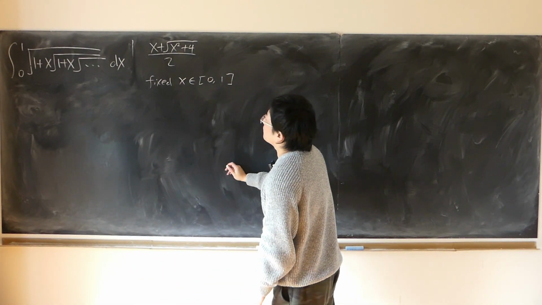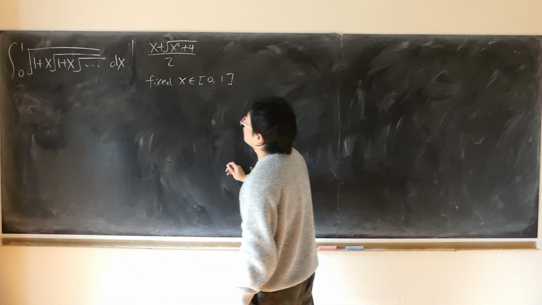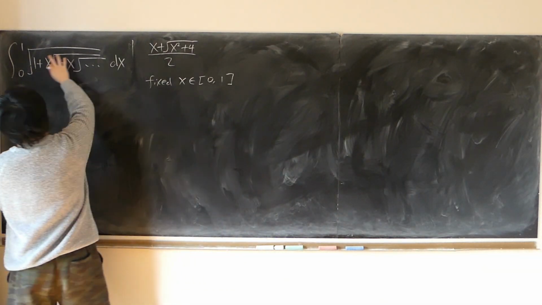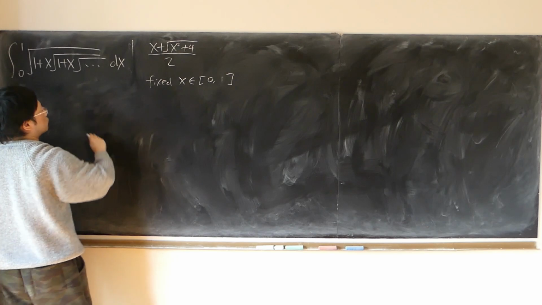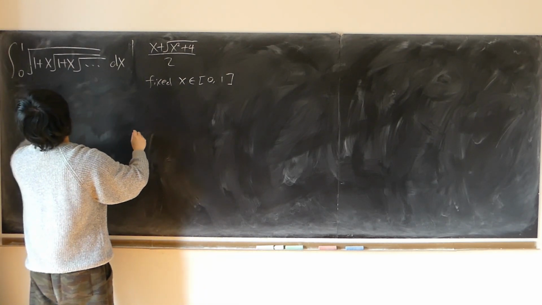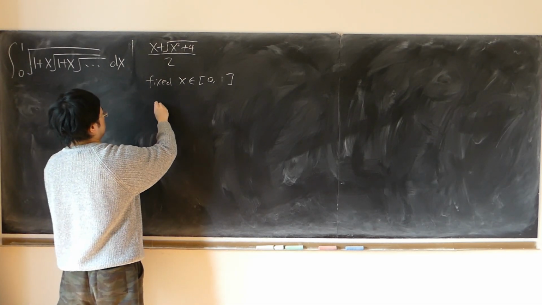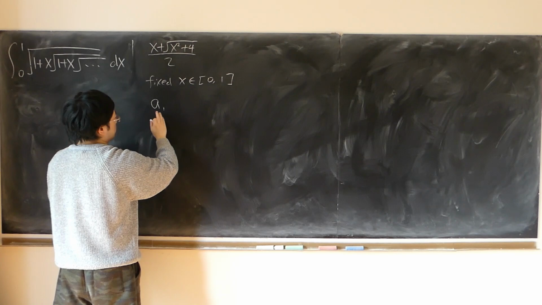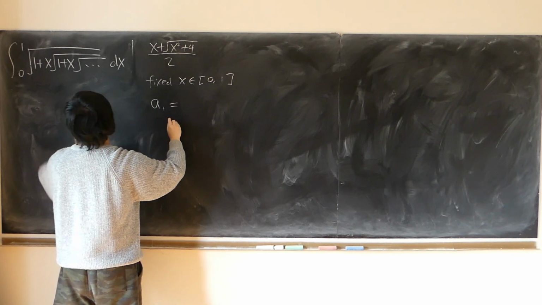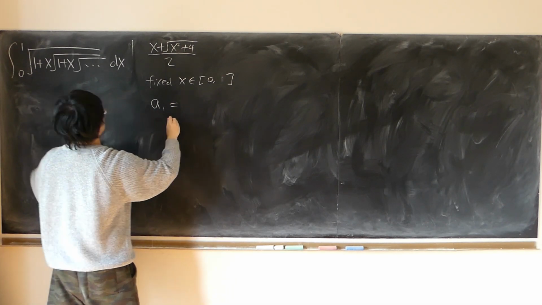So first of all, I say this whole integrand is bounded above. How do I know that? Well, if I say a1 of x, I just call it a1. a1 is 1 square root.